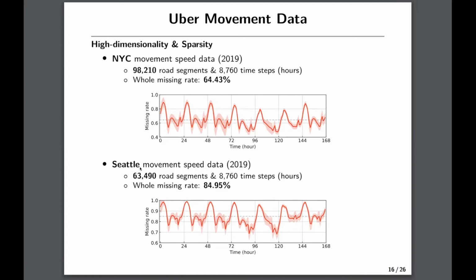For the Seattle Movement speed dataset, we also have many route segments, and the missing rate is even higher. The missing rate is about 85%. At rush hours, the missing rate is relatively small, but in the middle of the night, the missing rate reaches 100%.